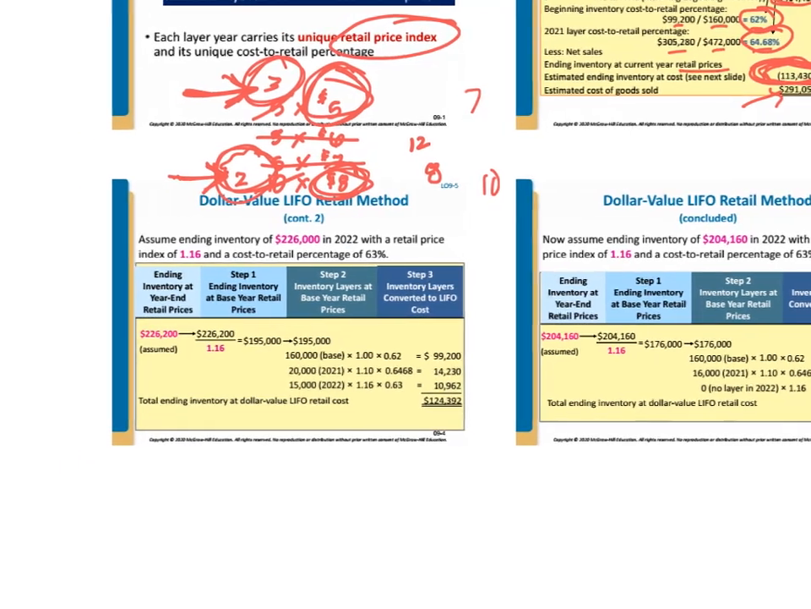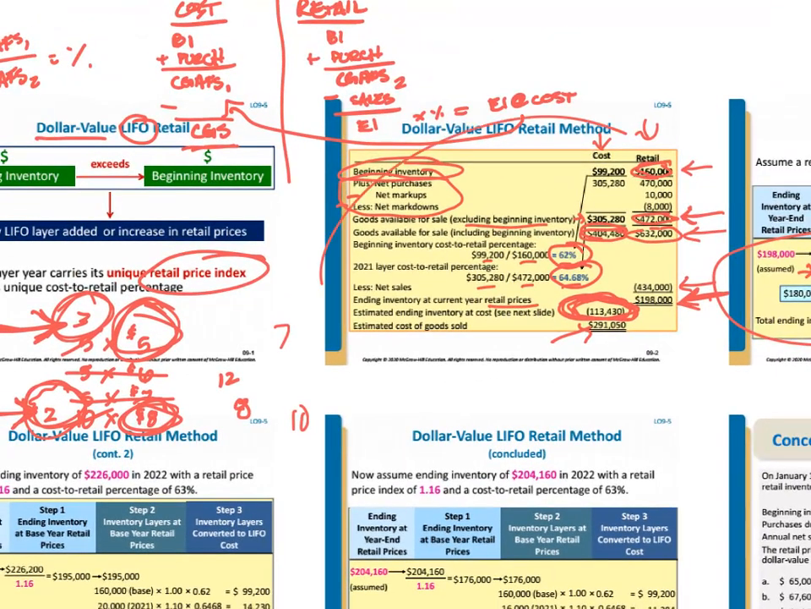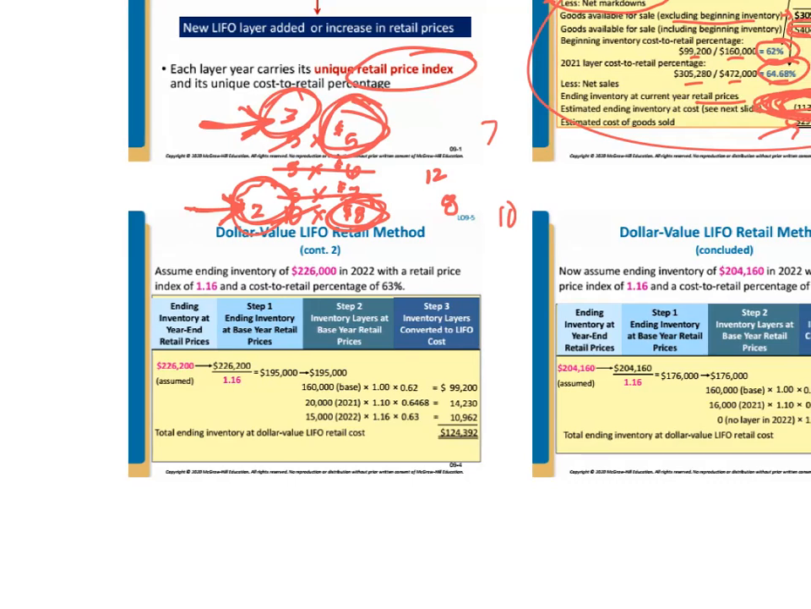What happens when we go to the second year? So let's assume that we go through this entire process apart from this right here, and we calculate ending inventory at retail prices of $226 for the following year. Same process we went through, but now we're at the following year. First step, if we're implementing dollar value, we divide by the retail price index. This produces for us $195 retail price of ending inventory at base year prices.